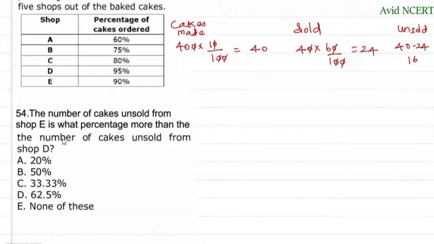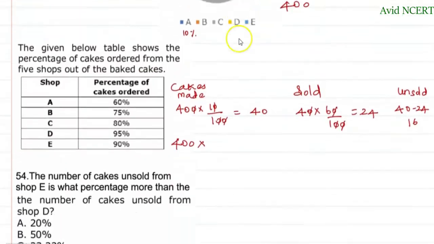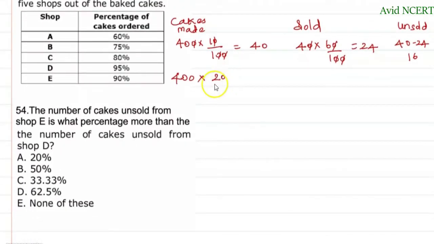So now for B, first let's find the number of cakes they made, which is 400 times 20%, which is 20 by 100. The zeros get cancelled, which is 40 times 2 is 80. Number of cakes made by shop B is 80. Sold: the percentage of cakes ordered from shop B is 75%. So out of this 80 cakes, 75% were sold. You can simplify this by any method, whichever is easy for you.